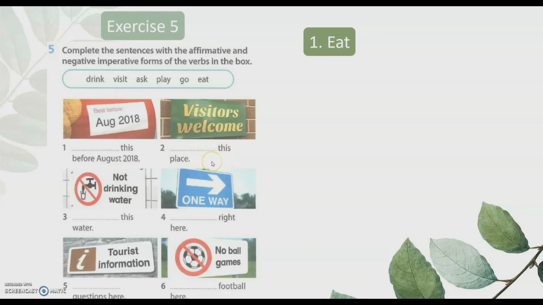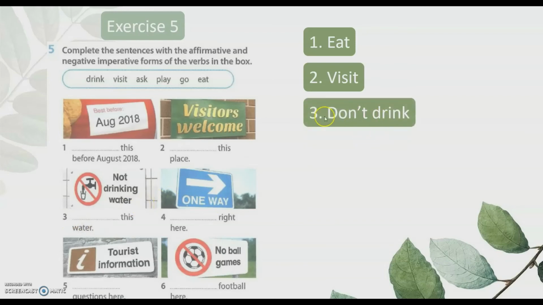Number 2, blank this place. The picture here says visitors welcome. So the answer is visit this place. Number 3, the picture is not drinking water. So the answer is don't drink this water, or do not drink this water.